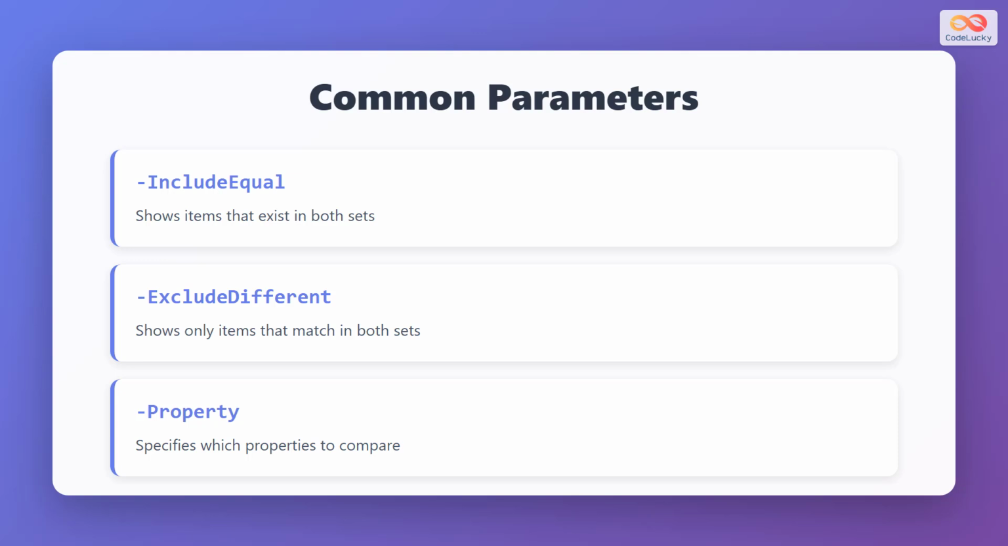Compare-Object has several useful parameters. The -IncludeEqual parameter shows items that exist in both sets, not just the differences. The -ExcludeDifferent parameter does the opposite, showing only items that match in both sets. The -Property parameter is particularly useful when working with complex objects, as it lets you specify which properties to compare instead of comparing entire objects.